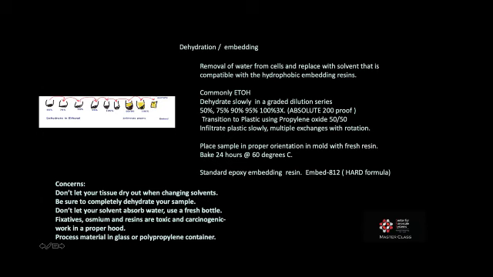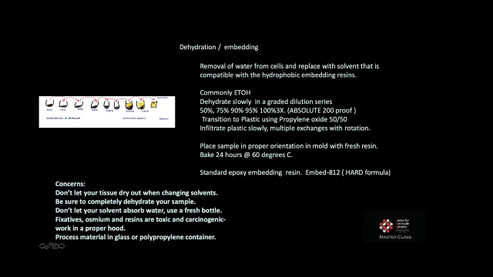The concern we have here is that propylene oxide and 100% ethanol evaporate very quickly, so you want to be very careful that your tissue does not dry out when you're changing solvents. You want to completely dehydrate your sample, so if you need to do it more slowly because you're dealing with plant material or bacteria, do it more slowly. You don't want your solvents to absorb water, so when you get to your 100% absolute alcohol, use a fresh bottle. Old bottles may have dissolved water in them.